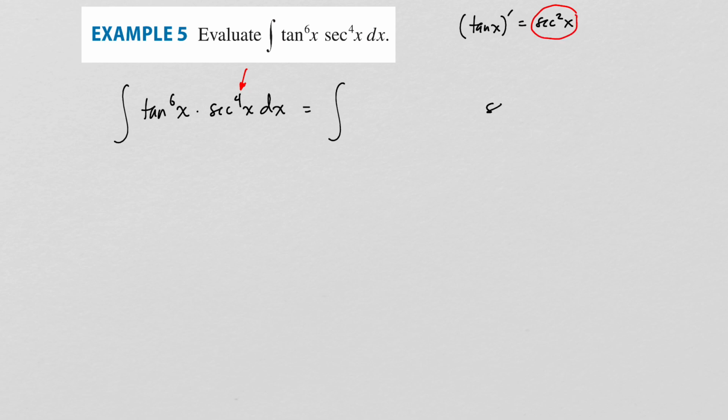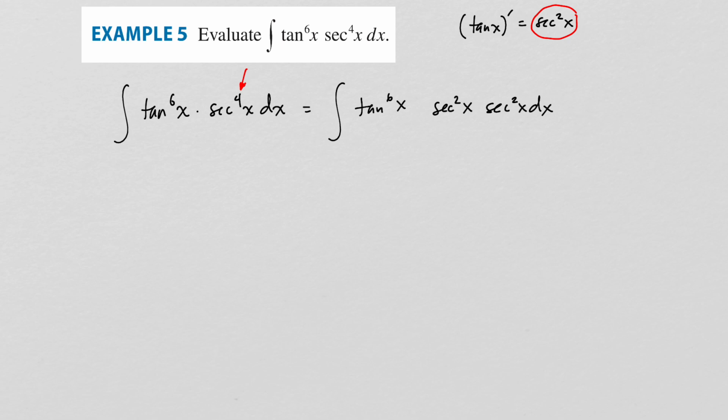So let's go ahead and do that. I'm going to pull out a secant squared to be next to my dx. And if I do that, I will have a secant squared left over, because secant to the 4th is the same as secant squared times secant squared. And then, of course, we have tangent to the 6th power as well.